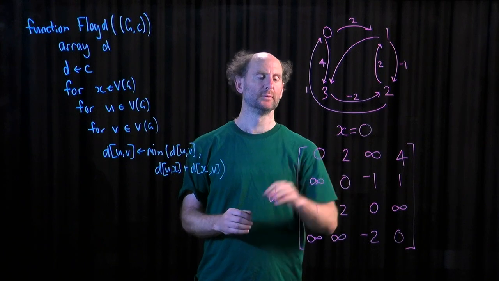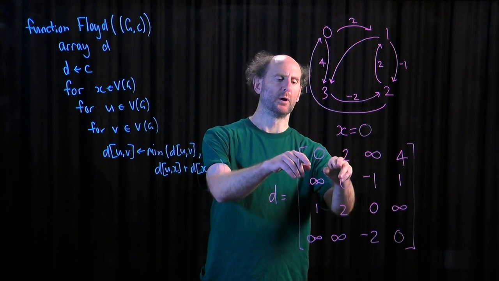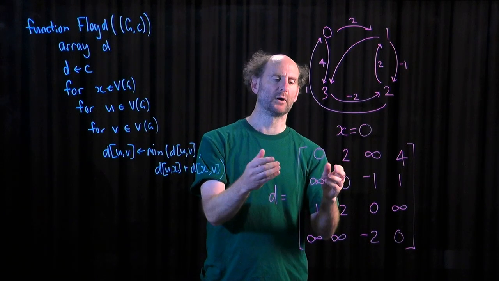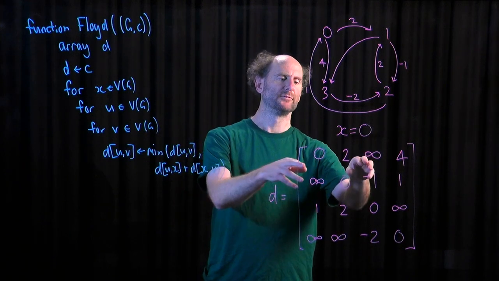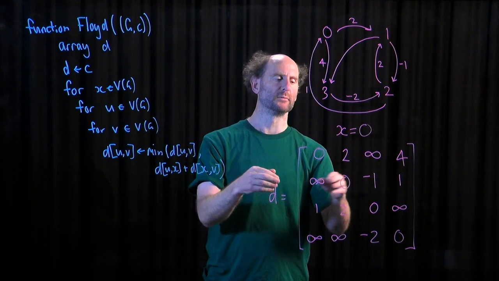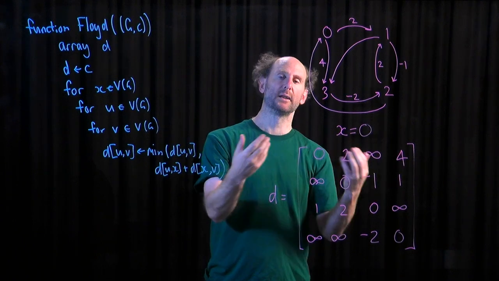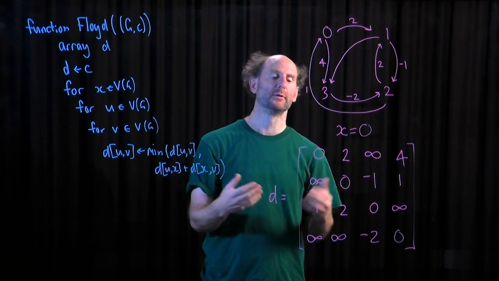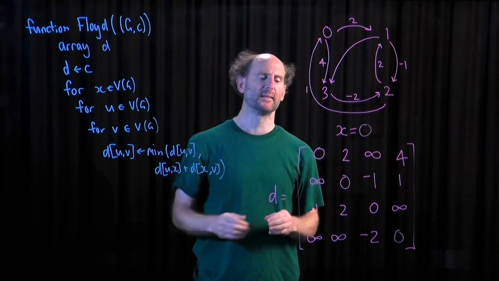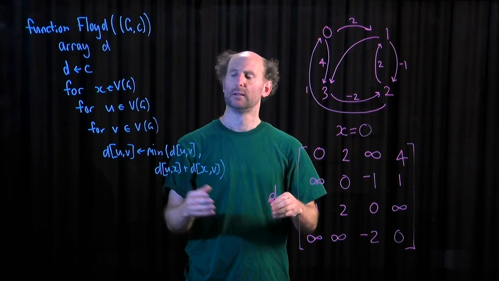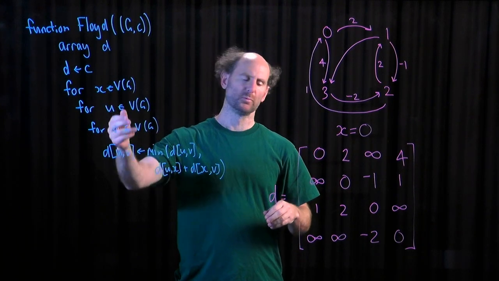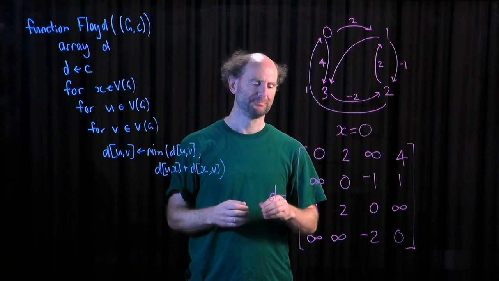Is 2 greater than the sum of 2 plus 0? No, it's not. Is infinity greater than the sum of infinity plus 0? No, it's not. Is 4 greater than the sum of 4 plus 0? No, it's not. So we change nothing in that first row. How about this infinity here? So now u is 1 and v is 0.